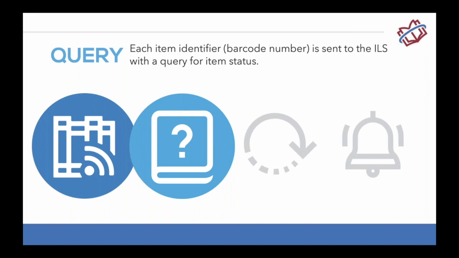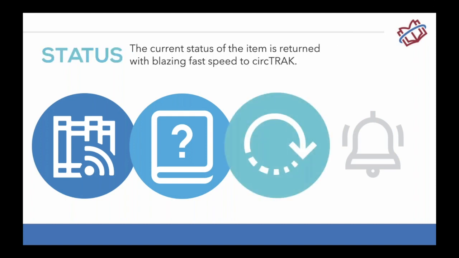In step 2, circTRAK sends a SIP query to your ILS asking for the current status of each item that it has seen on the shelf, and then it listens for the response. All of this happening in millisecond speed. Next, the ILS returns the status of each item to circTRAK, and it checks the status to determine if the status is a normal in or on shelf or available status, or it's something else. So circTRAK is checking all the statuses that are returned at the same time coming from the ILS.